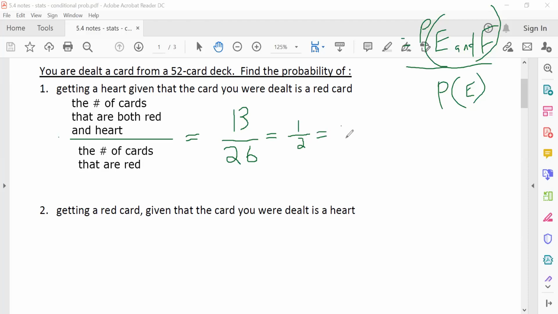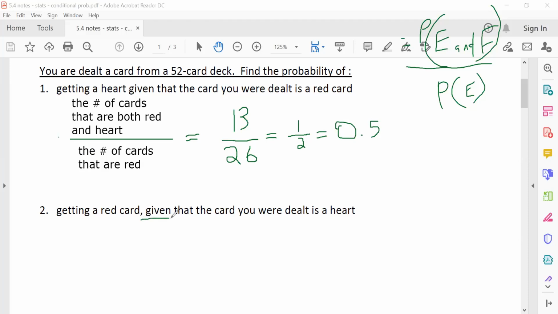There's a 50-50 chance. If you draw a card from the deck and I tell you it's a red card, and I'm not lying or anything, it is for sure a red card, then you're not looking at the entire deck. You're just looking among the 26 red cards. Half of them are hearts. So there's a 0.5 probability that you're going to get a heart, as long as you know that you're getting a red card.